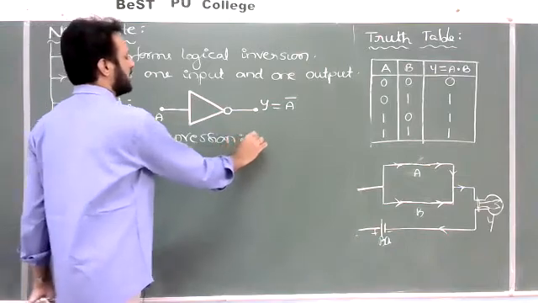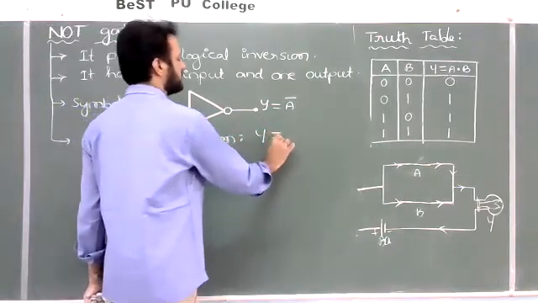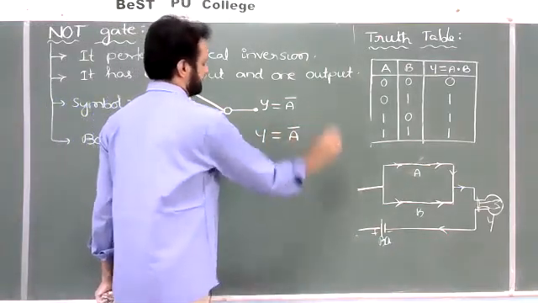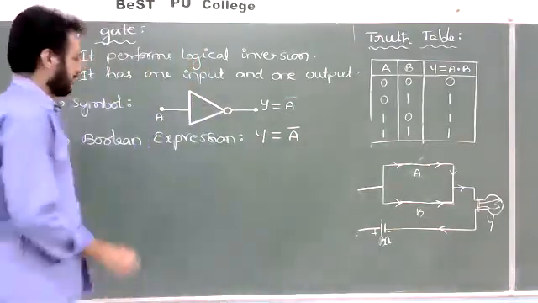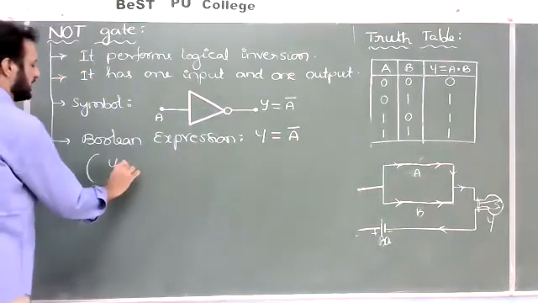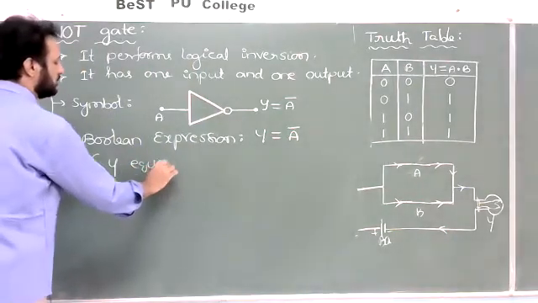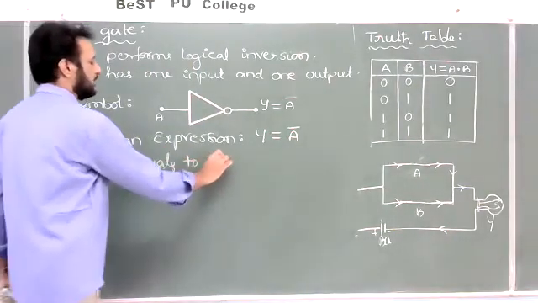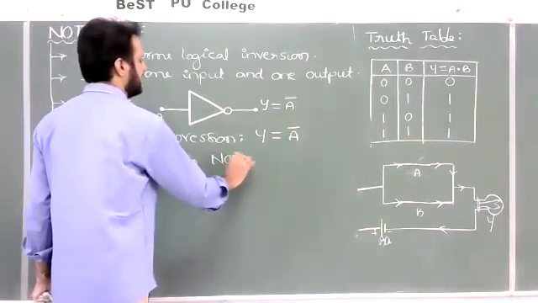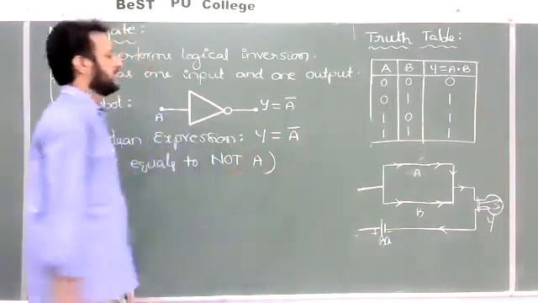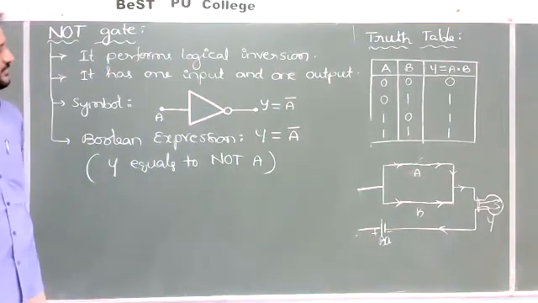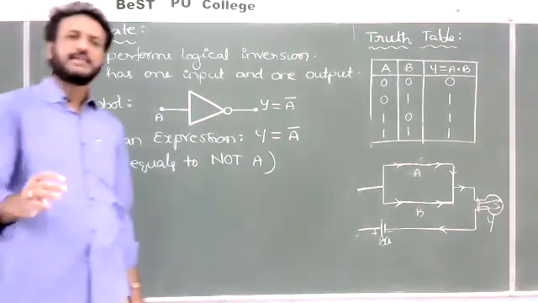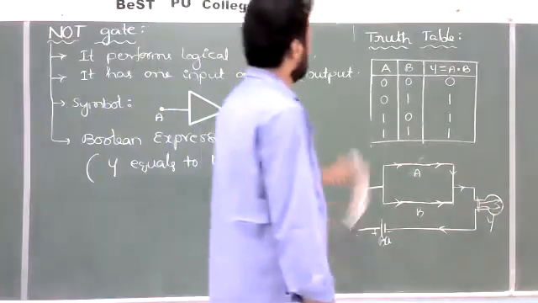The Boolean expression, the formula: Y equals not A, or Y equals A complement. While reading, you should read it like that.